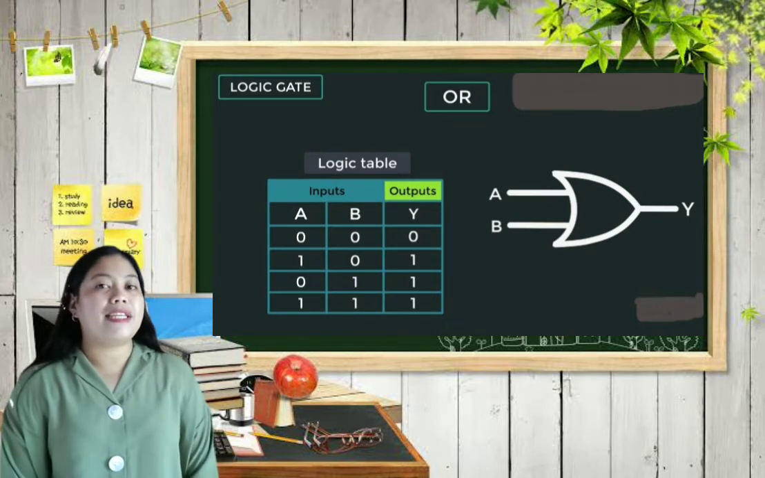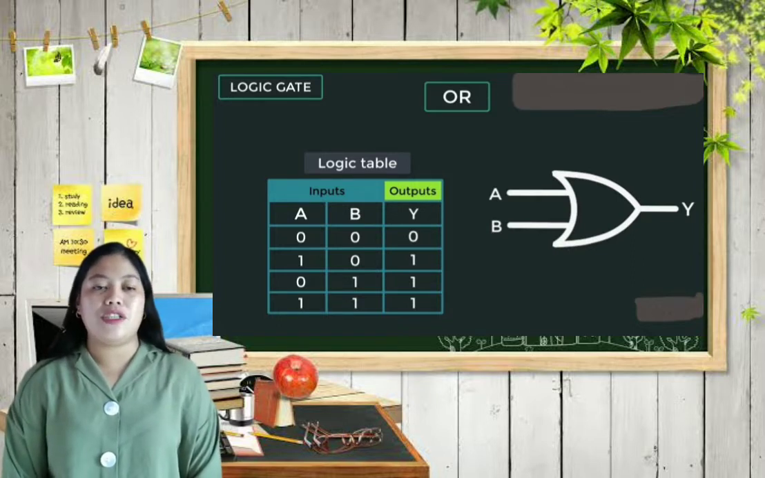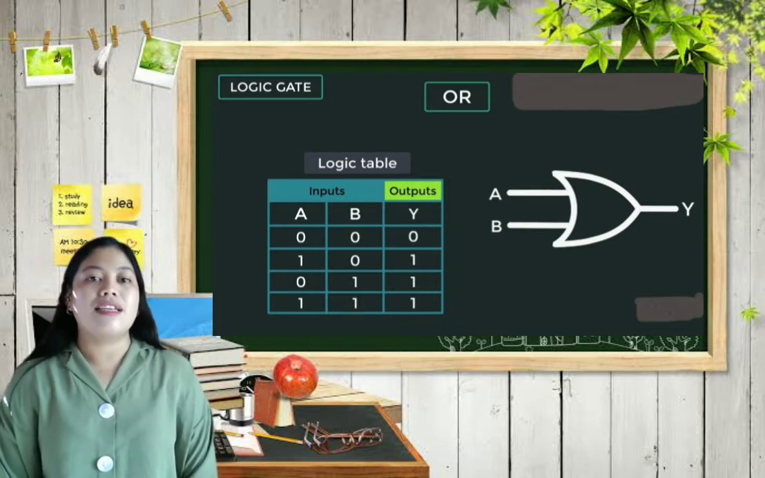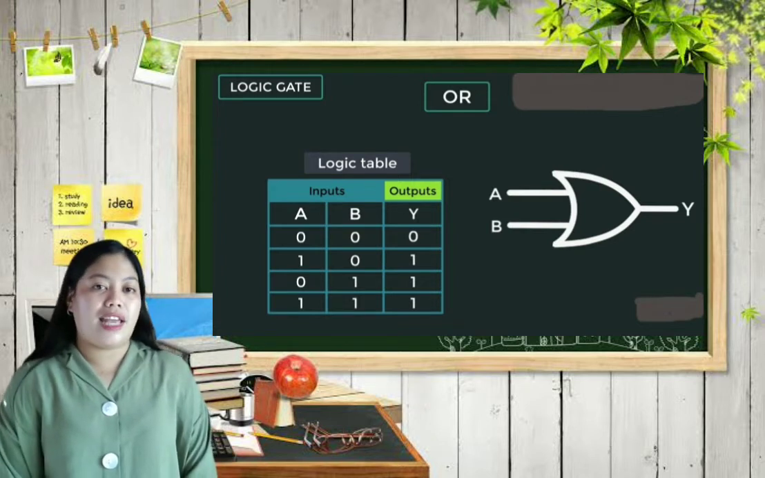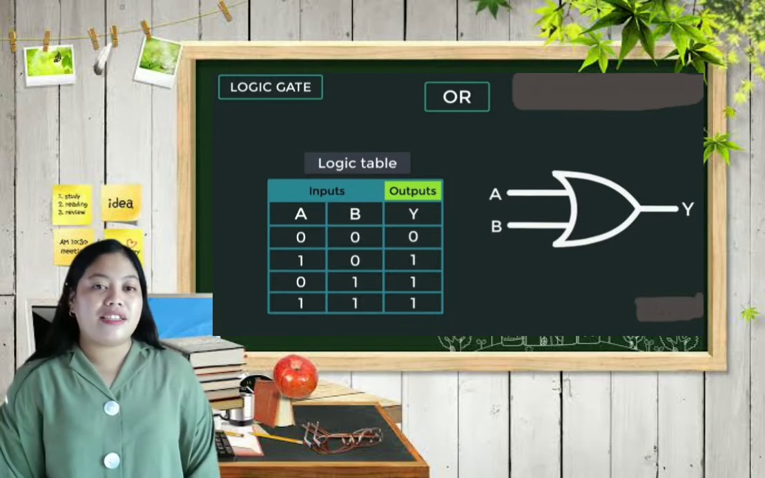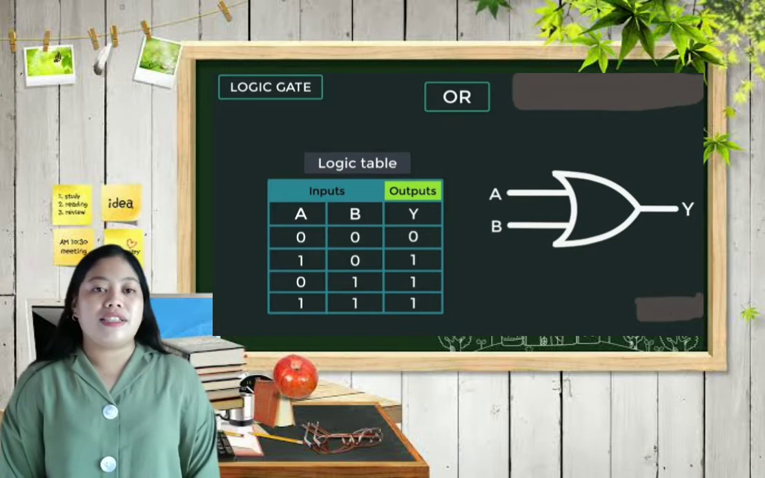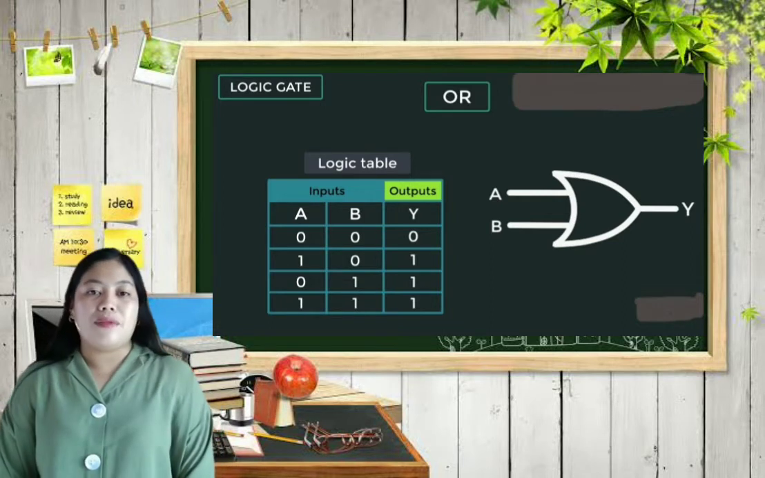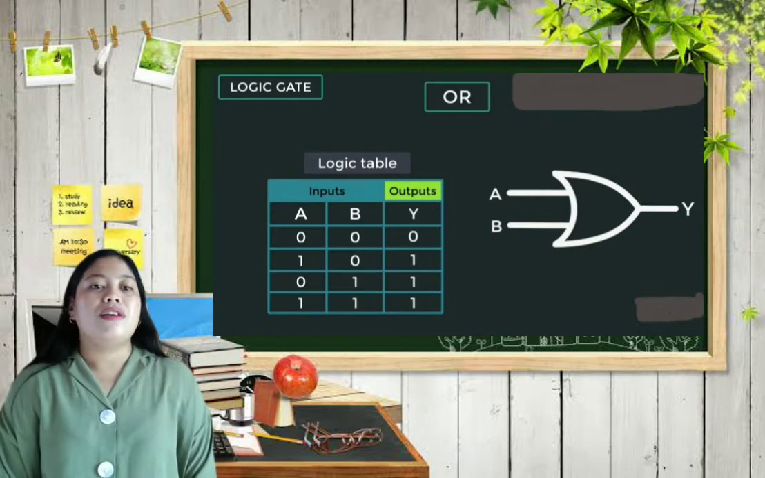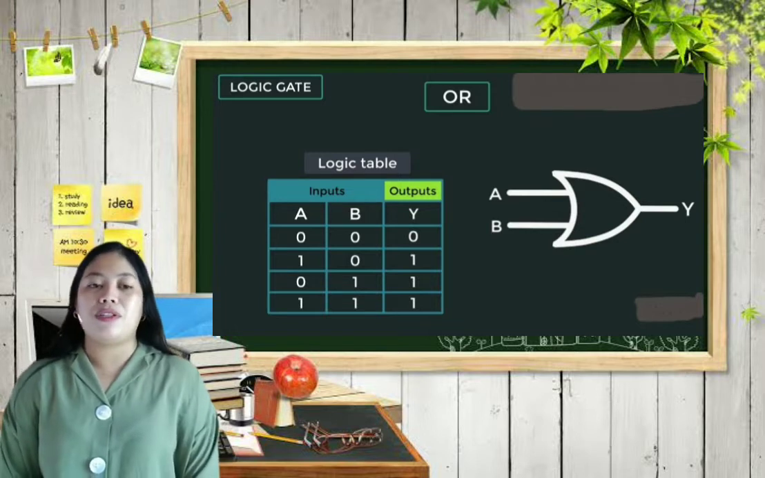Now, what will be the output? The logic behind OR gate's output is that it shows whether there is a signal in input A or B. Since there is no signal in A or B, the output will be 0, which indicates there is no signal in A or B. Now consider the second case. In this input, A equals 1 and B equals 0. Since there is a signal in input A, the output will be equal to 1.